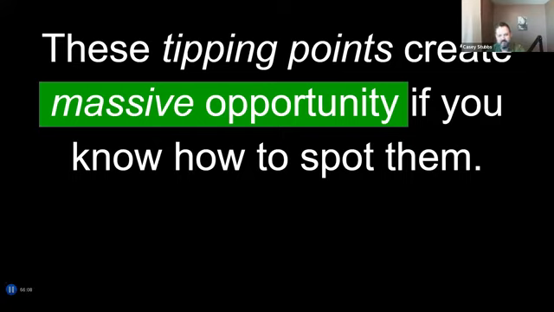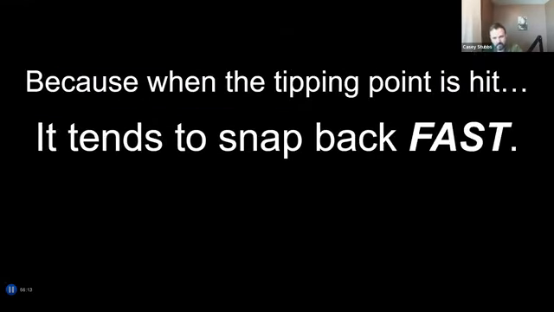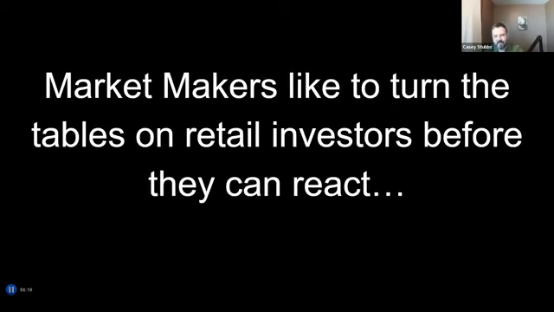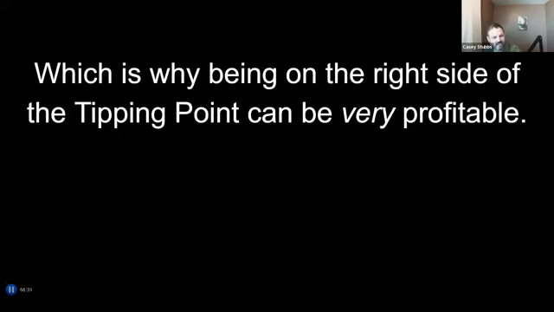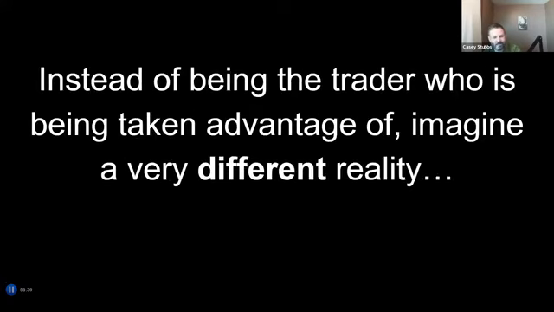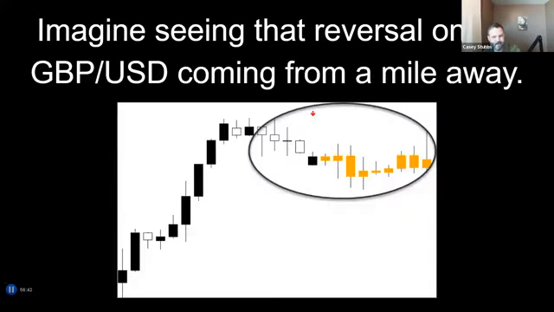But here's the thing. These tipping points create massive opportunity if you know how to spot them. Because when the tipping point is hit, it tends to snap back fast. Market makers like to turn the tables on retail investors before they can react. The faster they can move price, the more retail money they can snatch up, which is why being on the right side of the tipping point can be very profitable. Instead of being the trader who is being taken advantage of, imagine a very different reality. Imagine seeing that reversal on the pound dollar coming from a mile away.